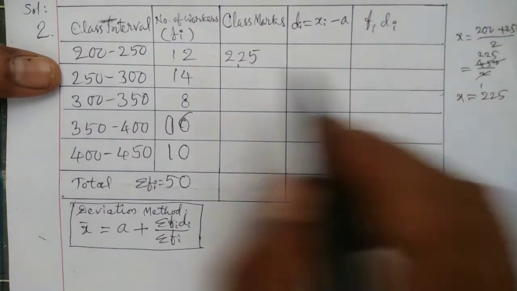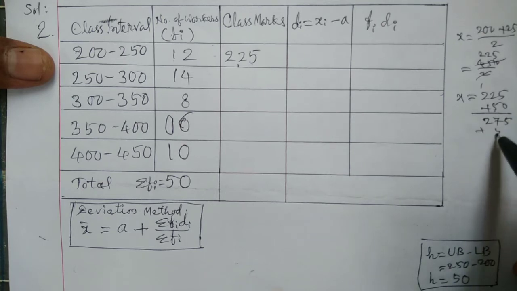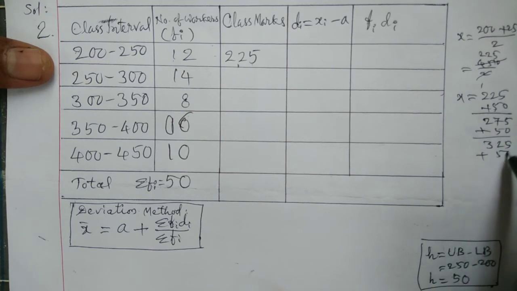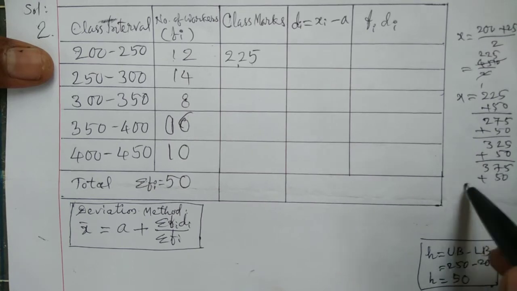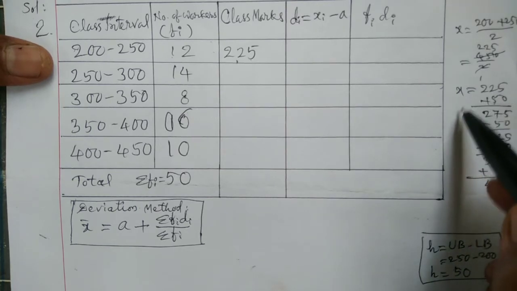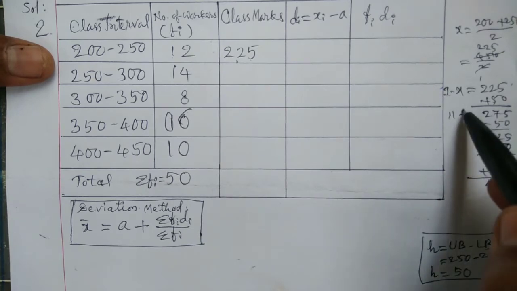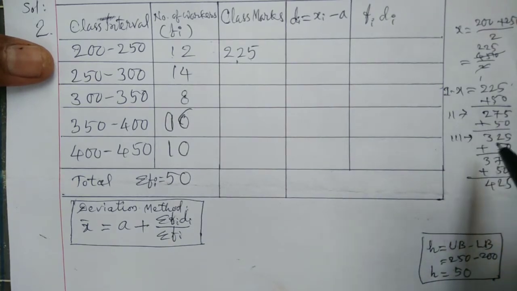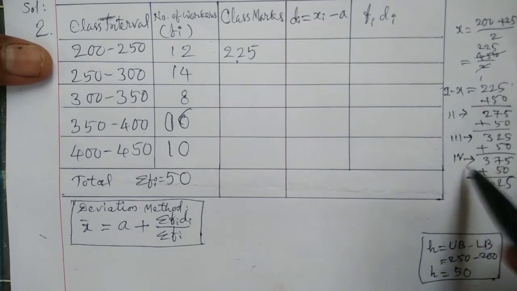To find the next class mark, we have to add 50. 225 plus 50, 275, plus 50, 325, plus 50, 375, plus 50, 425. This is class 1, class 2, class 3, class 4, class 5.